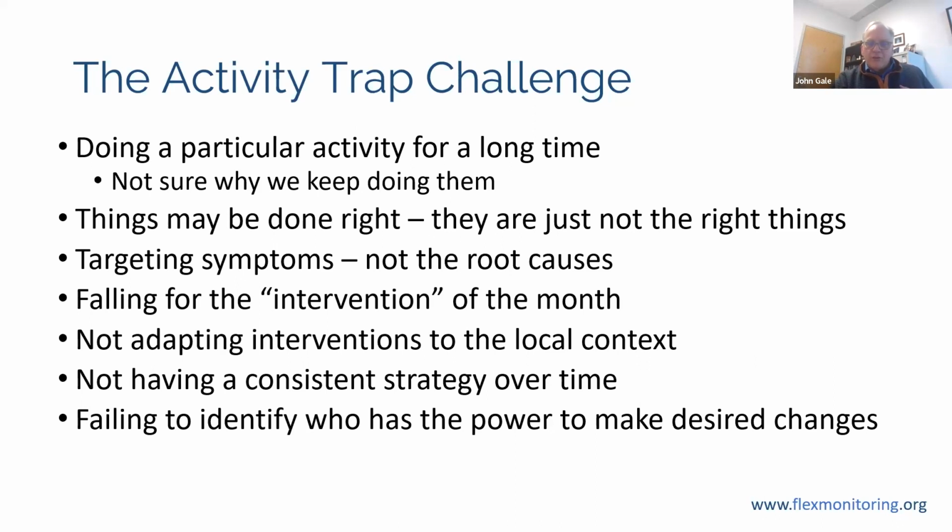People fail to target symptoms, not the root causes. Why are hospitals struggling? Not just that they have financial issues, but what are the underlying reasons for it? You can fall for the intervention of the month. Things get exciting. We've seen over the years cycles of different interventions, from lean management to Baldrige to balanced scorecards. And that's not saying that any of these things are bad, but you really have to pick the interventions that make sense for your hospitals. And then finally, not adapting interventions to the local context and not having a consistent strategy over time. And the most important part is, as you identify interventions, you've got to identify who has the power to make desired change. Next slide, please.